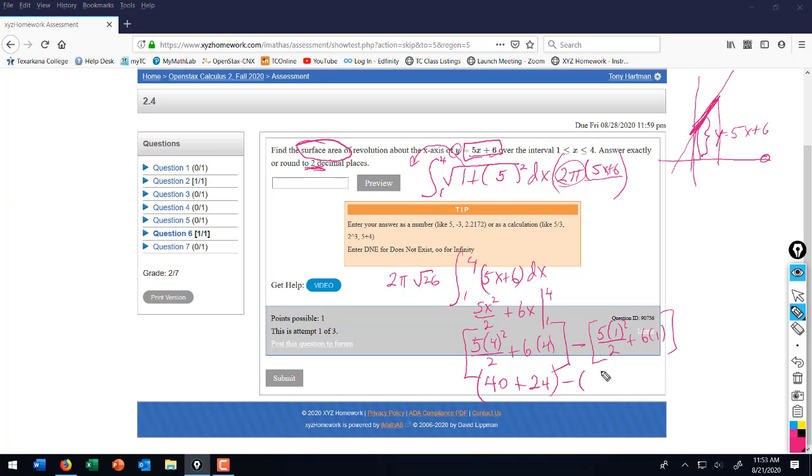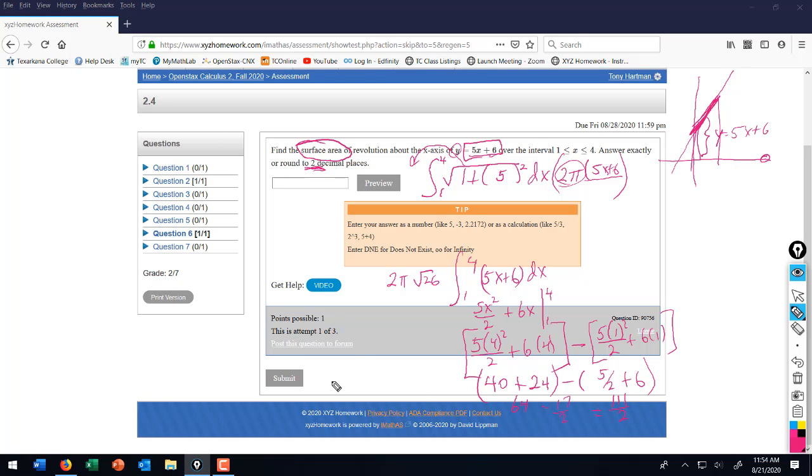We've got 5 halves plus 6. Now that's not going to be a nice even number, so we'll need to work that out like on our calculator. The 40 plus 24 is nice, so that would be a 64. 5 halves plus 6, well 6 is 12 halves plus 5 halves would be 17 halves. 64 minus 17 halves would come out to be 111 over 2.